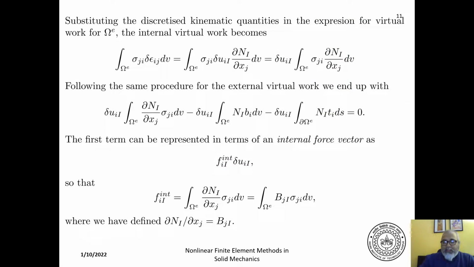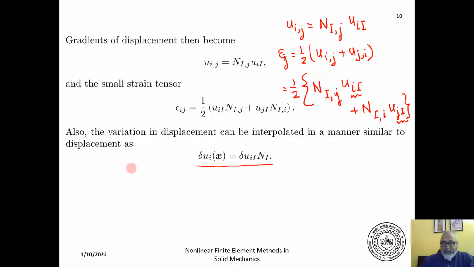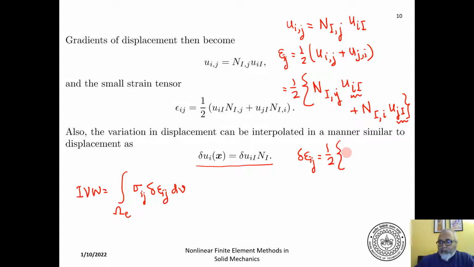Now let us plug this into the virtual work equation. The internal virtual work, remember, was sigma ij delta epsilon ij dV over omega, and omega e, let's say, for the element, and then delta epsilon ij is half of N.